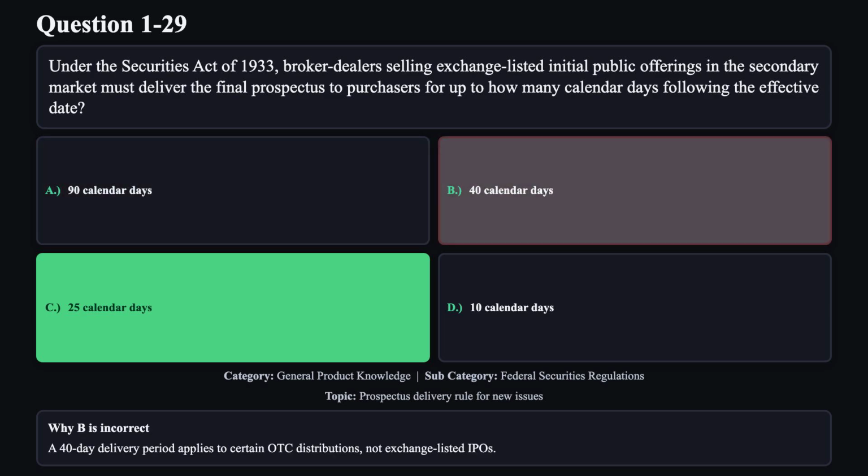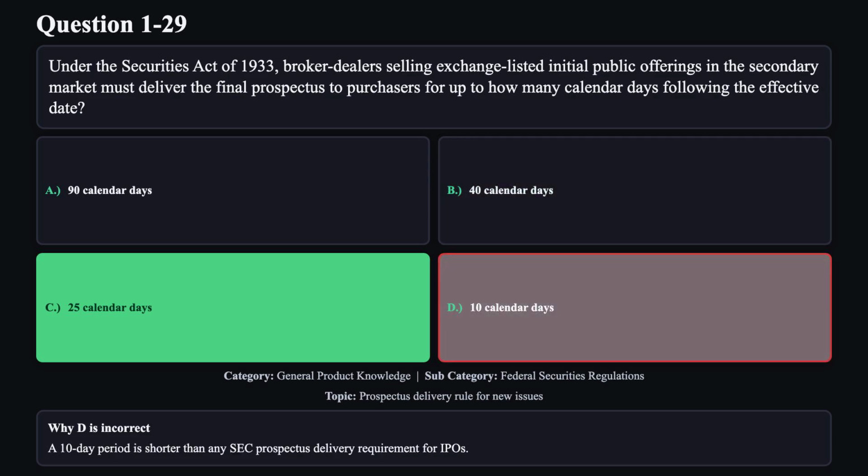Reason B is not correct. A 40-day delivery period applies to certain OTC distributions, not exchange-listed IPOs. Reason D is not correct. A 10-day period is shorter than any SEC prospectus delivery requirement for IPOs.